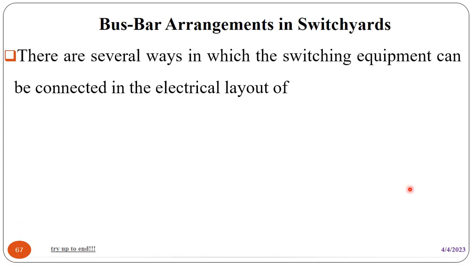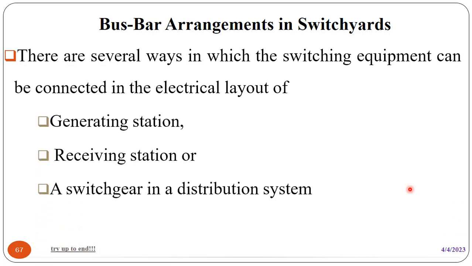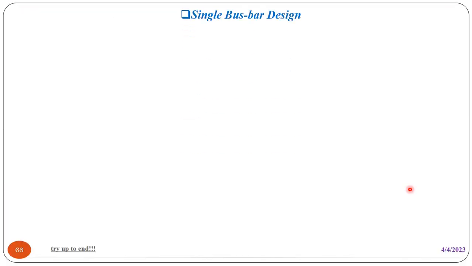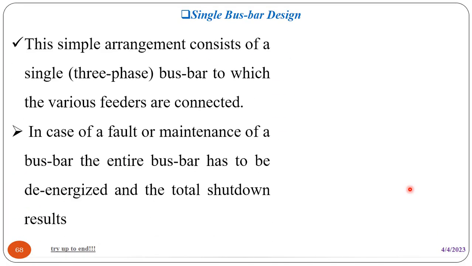The busbar arrangement. There are several ways in which the switching equipment can be connected in the electrical layout of generating stations, receiving stations, and switching stations. Single bus arrangement.